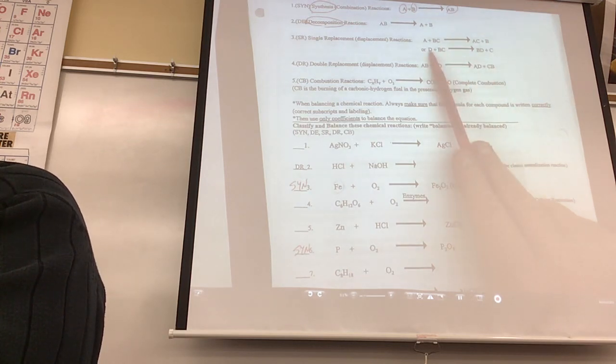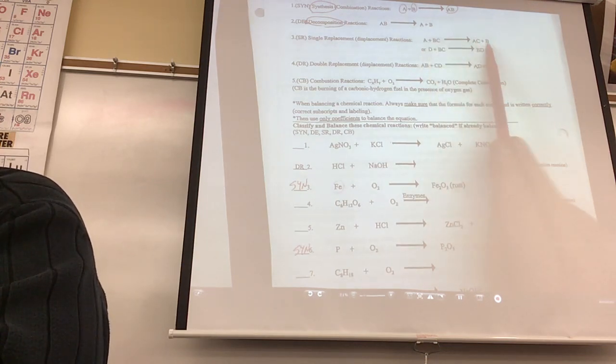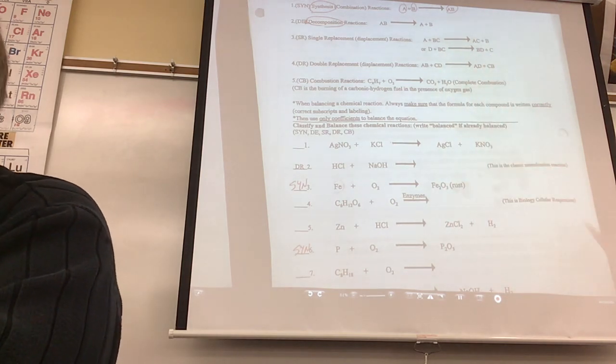So what do you think D is more likely to be? What do you think? That's a non-metal. So here, guess what? Metals like to kick out metals, but non-metals like to kick out who? Non-metals. Get that?